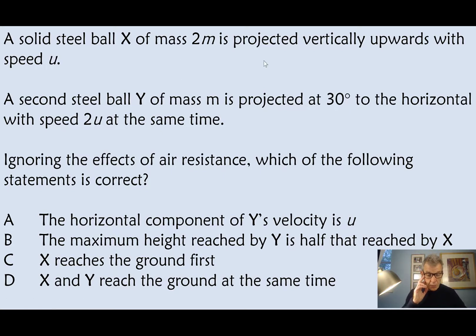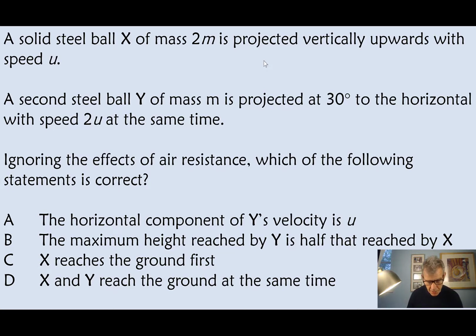A solid steel ball x of mass 2m is projected vertically upwards with a speed u. A second steel ball y of mass m is projected at 30 degrees to the horizontal with a speed 2u at the same time. Ignoring the effects of air resistance, which one of the following statements is correct?